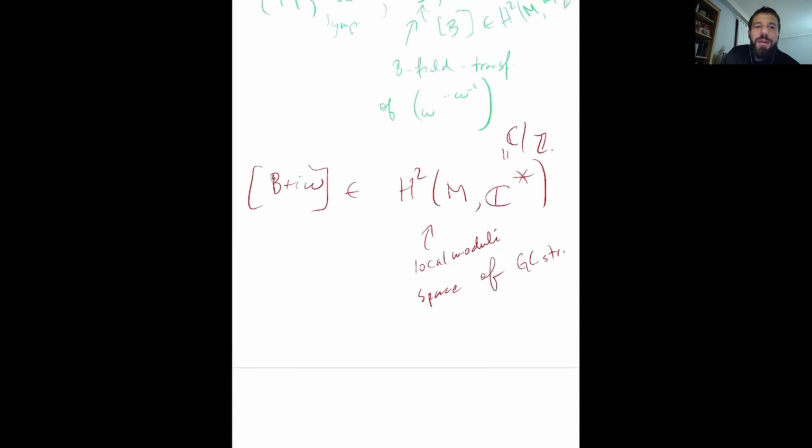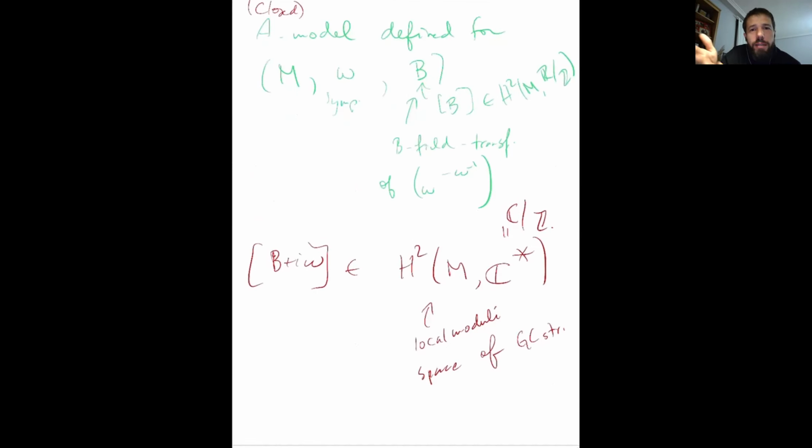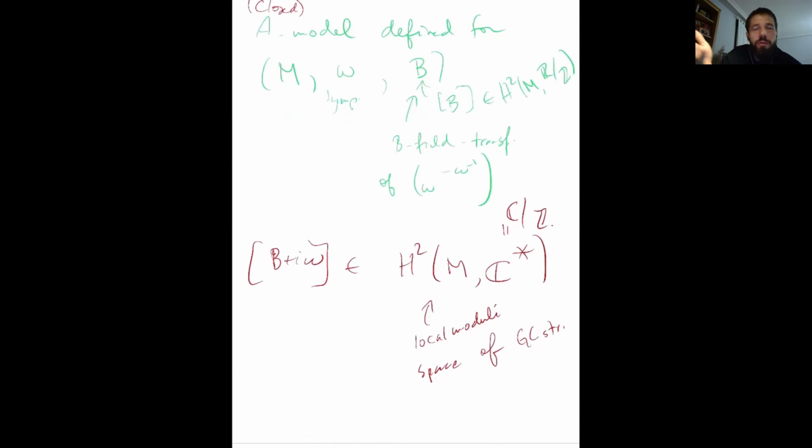Should I continue along these lines? Sorry, you can leave if you want, but no. My real question was whether it would be interesting to understand what this B model is for a small deformation of a GC structure, which is a small deformation of a complex structure. If there is anything, absolutely, yeah.